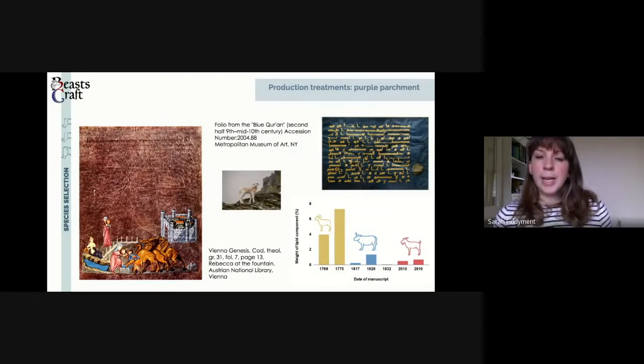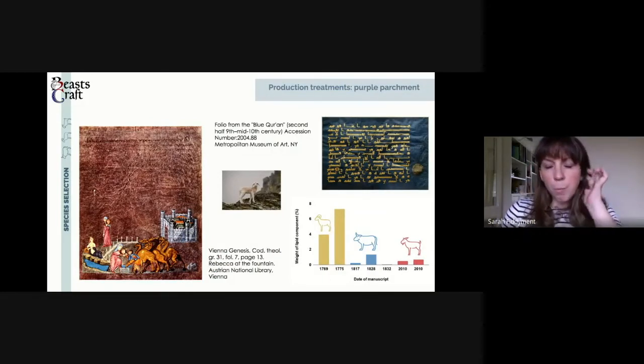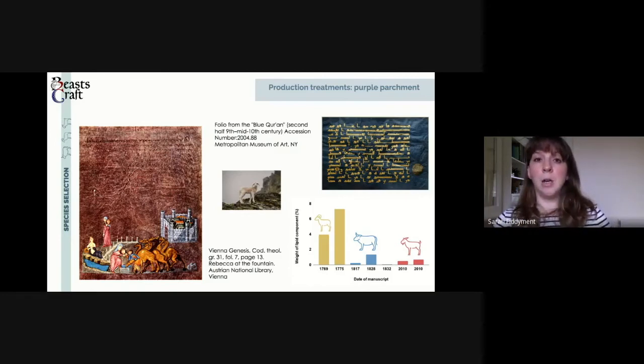Here we were looking at production treatment. So we were looking more specifically at purple dye. Different collaborators of ours have asked us to analyze parchment that has been stained with purple, or in the case of the Vienna Genesis, or blue dye in the case of the Blue Quran. And what we were able to determine was, in all these cases of purple dye, the parchment that was used was actually sheep parchment.